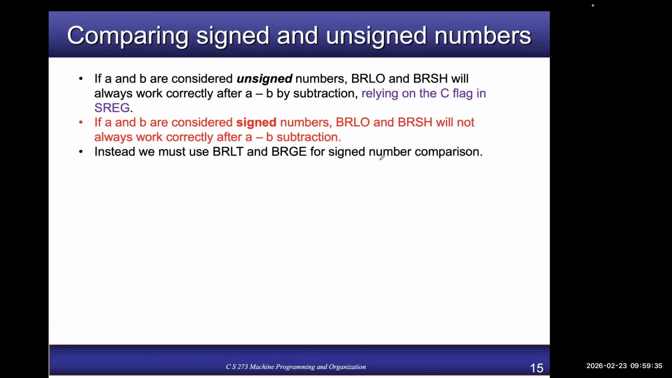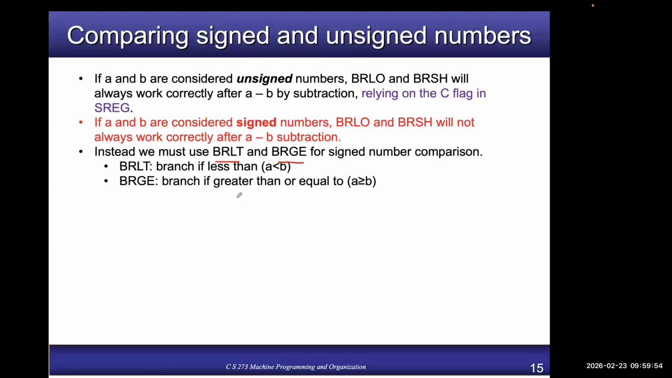So what should we do if we cannot rely on the carry flag for signed numbers? For that we use the instructions branch if less than and branch if greater than or equal for signed number comparison, right? So branch if less than will branch if A is less than B, and branch if greater or equal will go to the destination target address if A is greater than or equal to B, right?